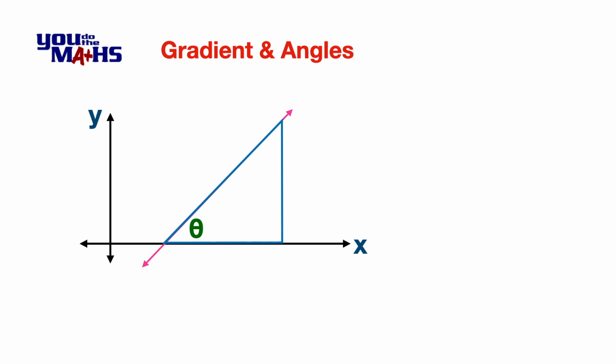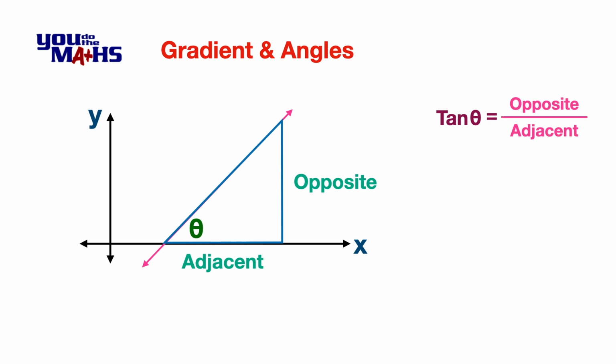We could then work out the length of some sides in the triangle. For example, we could work out the side opposite the angle theta and the side adjacent to the angle theta. Having opposite and adjacent allows us to form the trig ratio for tan. So tan of theta is equal to the opposite over adjacent.